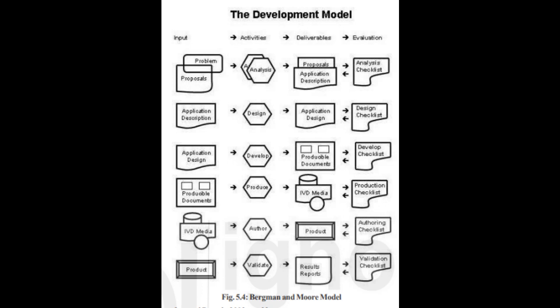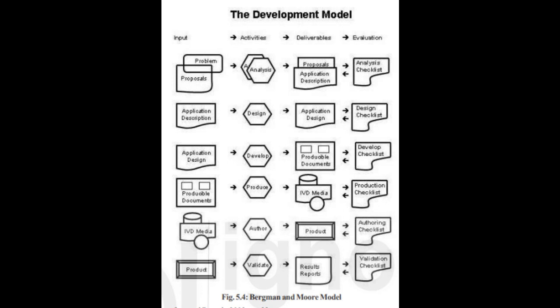5.3.5 Bergman and Morey model. Bergman and Morey, 1990, proposed the development model for the production of interactive multimedia, see Fig. 5.4 below. It is a systematic process that includes 6 major activities: analysis, design, develop, produce, author, and validate. Figure 5.4, Bergman and Morey model.